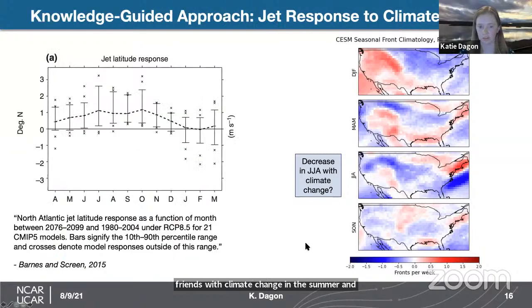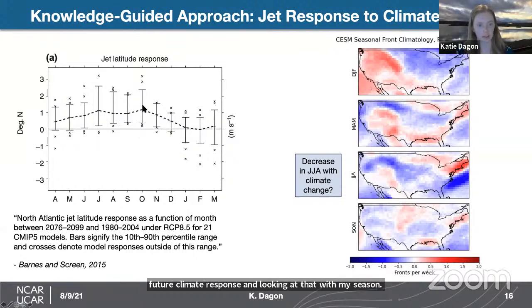And so we actually were thinking about the response of the jet to climate change. I'm showing here some work from one of the workshop organizers, Libby Barnes, and Screen 2015, which looked at the jet latitude response of the North Atlantic jet shift under climate change. These are from CMIP models looking at the response to RCP 8.5, the future climate response, by season, by month.